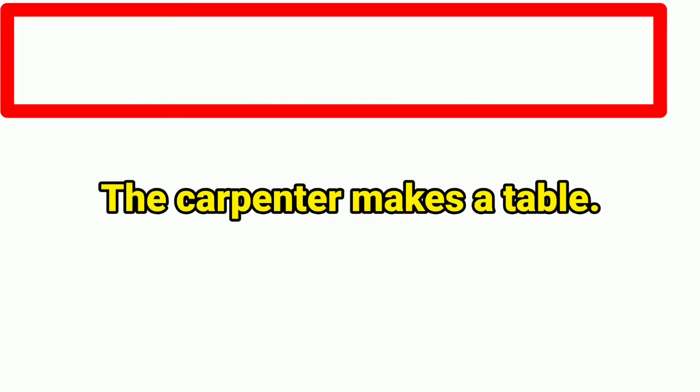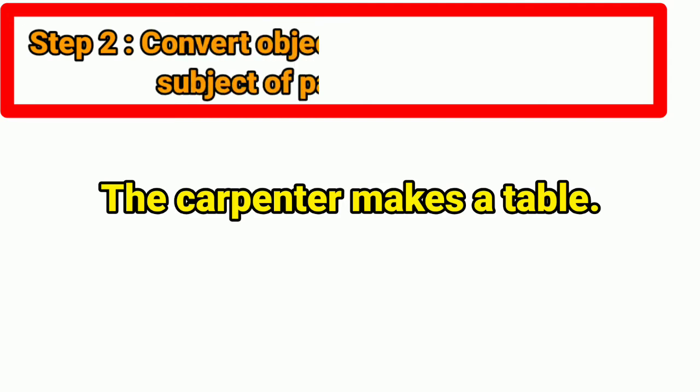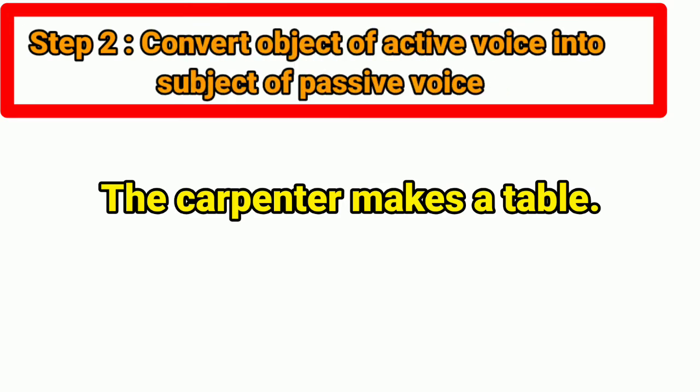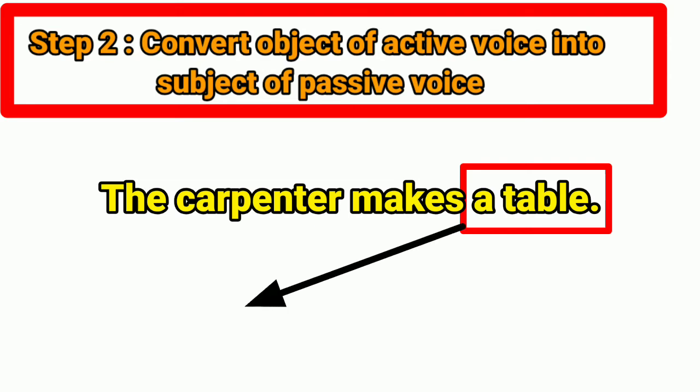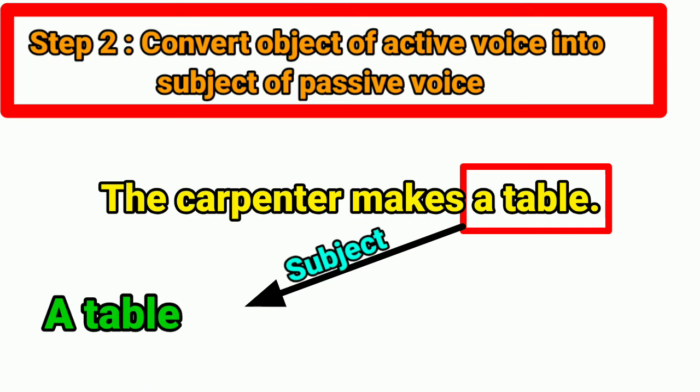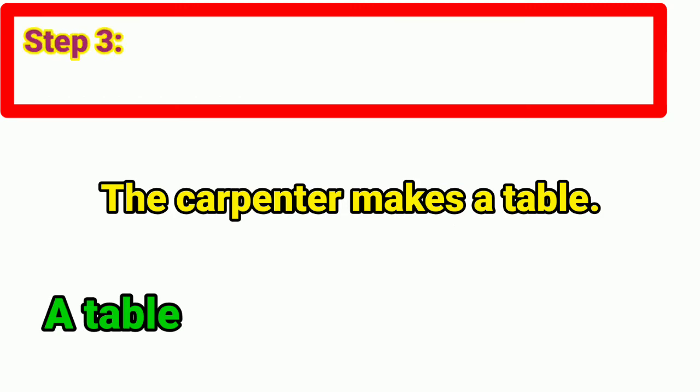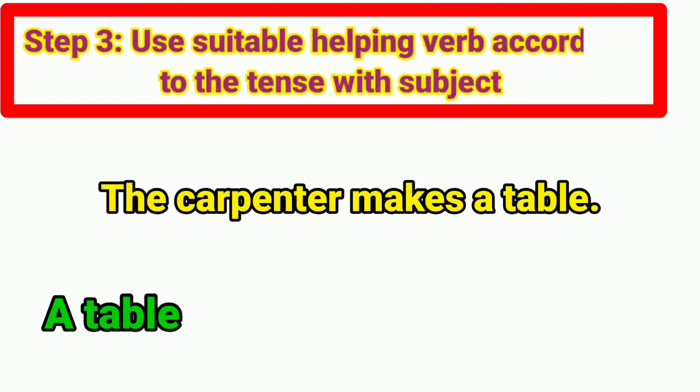Now the second step, convert the object of active voice into the subject of passive voice. So here in this example, the object of the active voice is a table. So while converting it into passive voice, we will convert a table as the subject of the sentence.